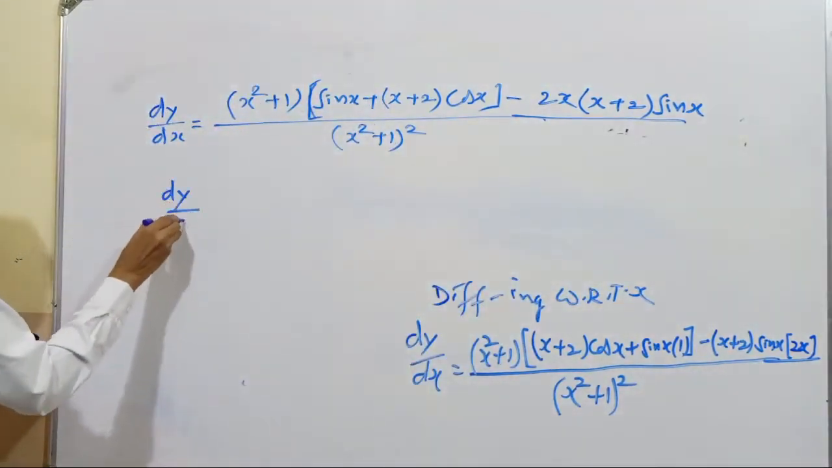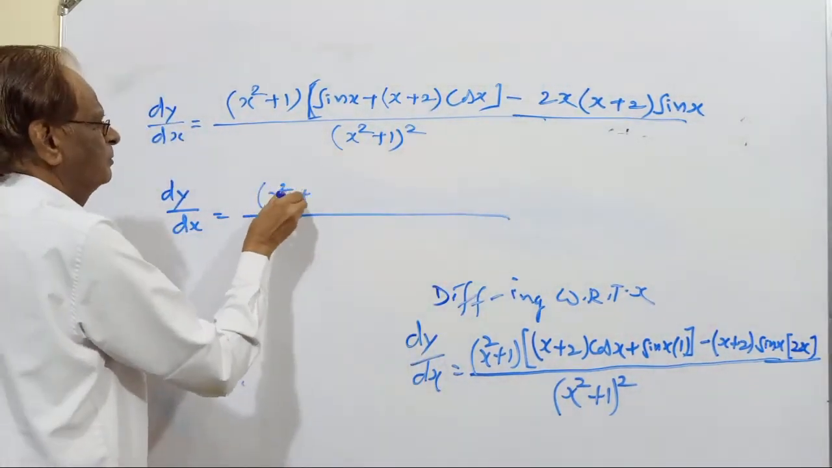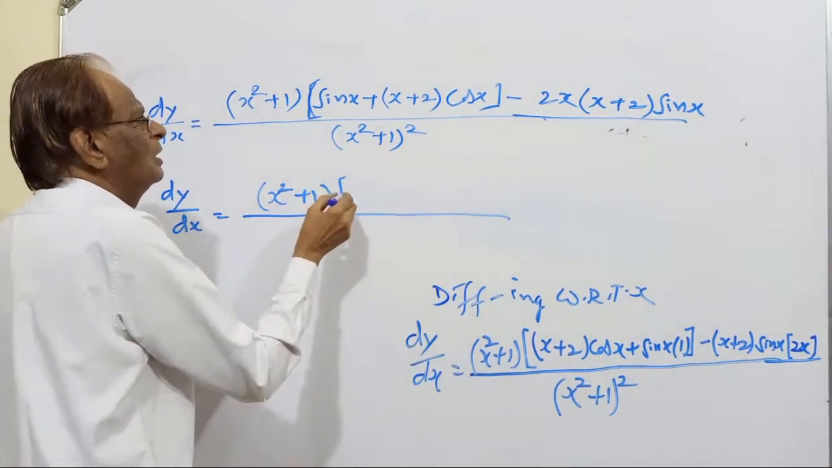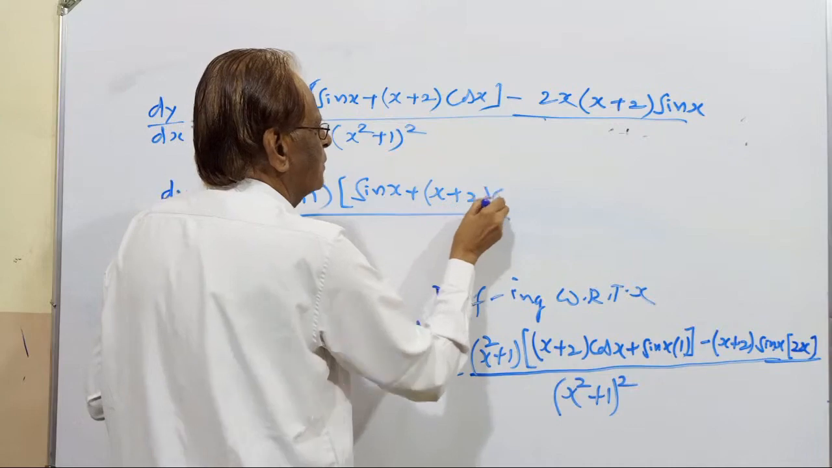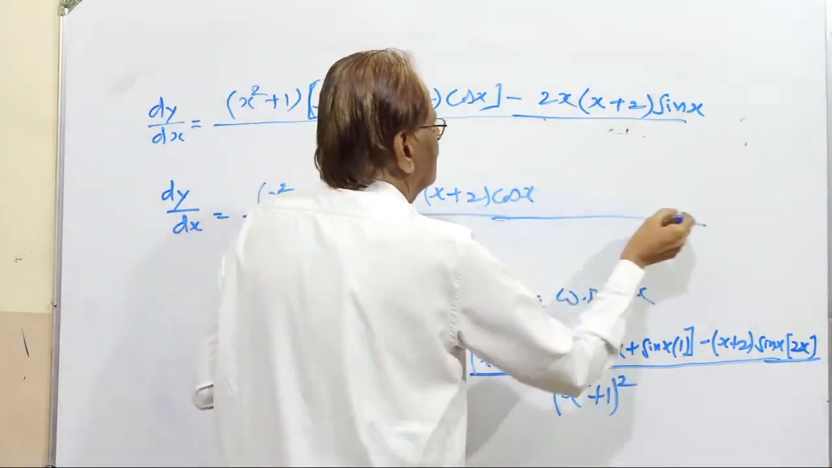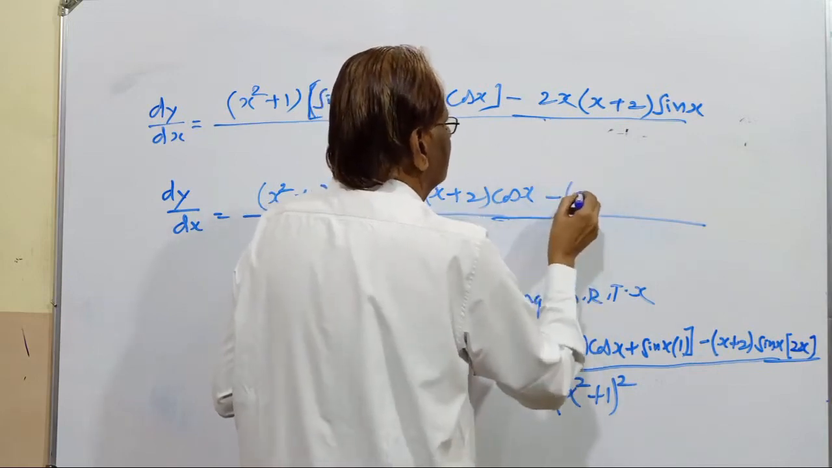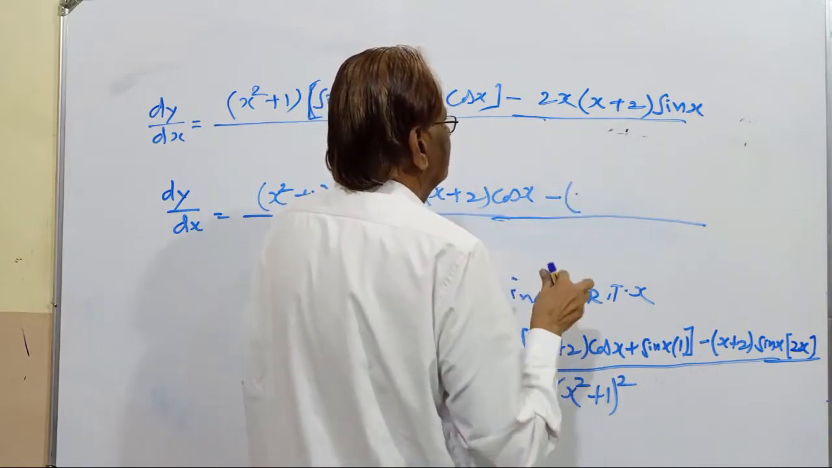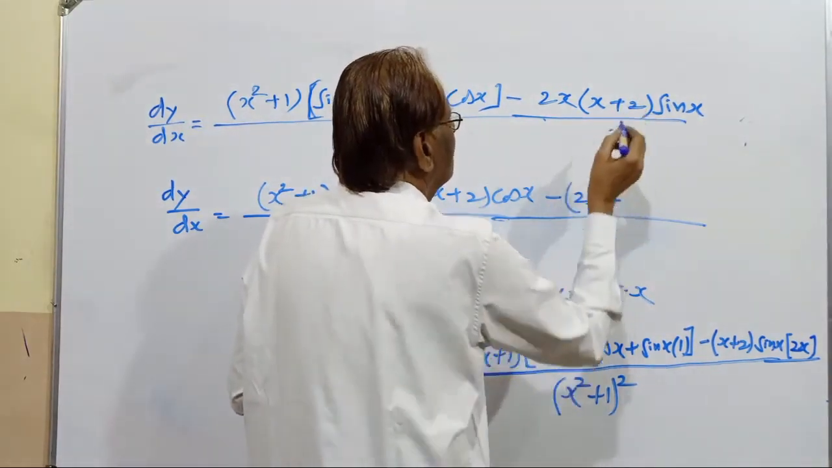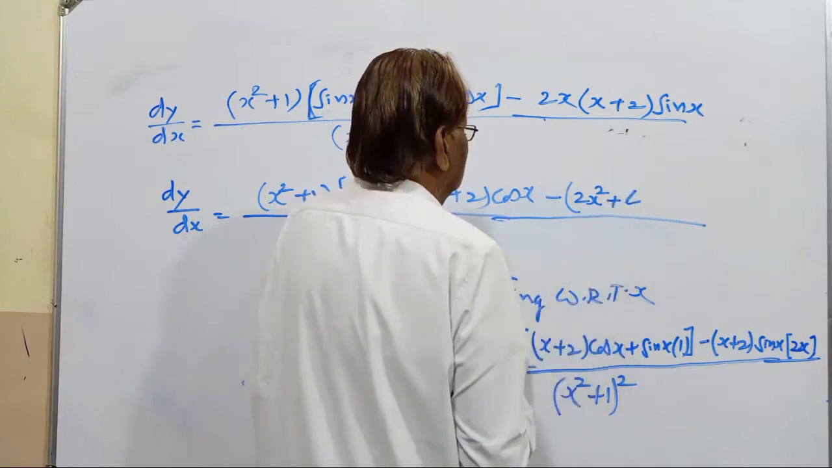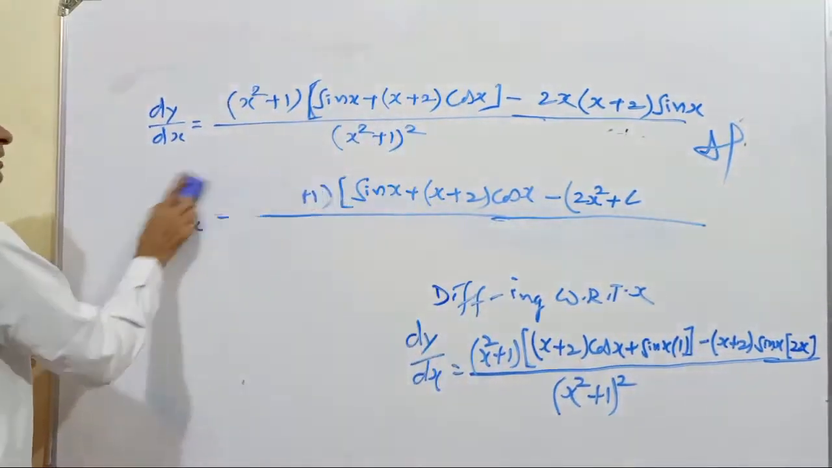dy by dx equals (x squared plus 1) into [sin x plus (x plus 2) into cos x] as it is, minus 2x into (x plus 2) sin x. We stop here, as we cannot simplify further.